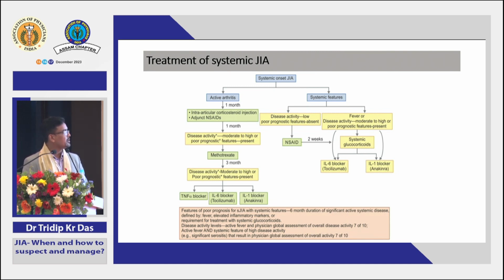If it is not responding well, then you can go for other biological agents like a TNF alpha blocker, an interleukin 6 blocker, tocilizumab, or an IL-1 blocker, anakinra. If the systemic features are more prominent, for example if there is fever, then we can go for systemic glucocorticoids. If not responding, then you can go for an IL-6 blocker as well as an interleukin 1 blocker.